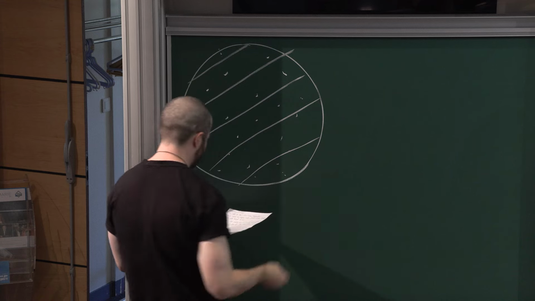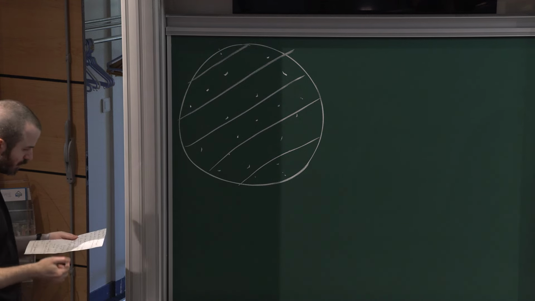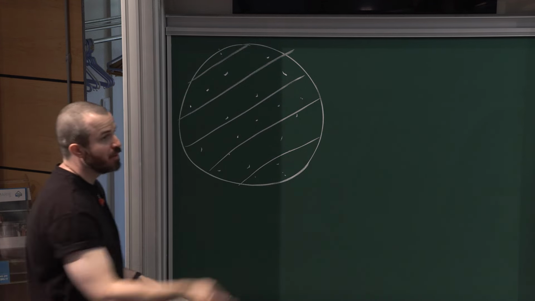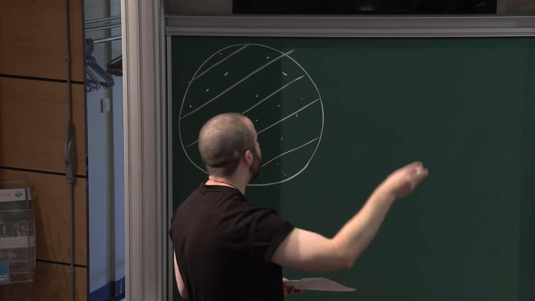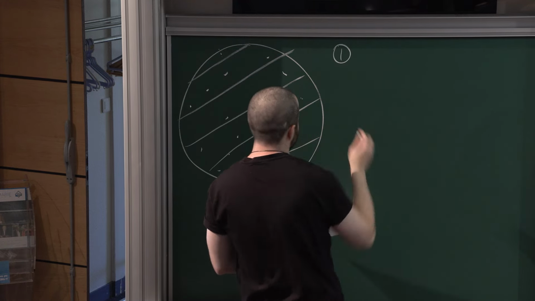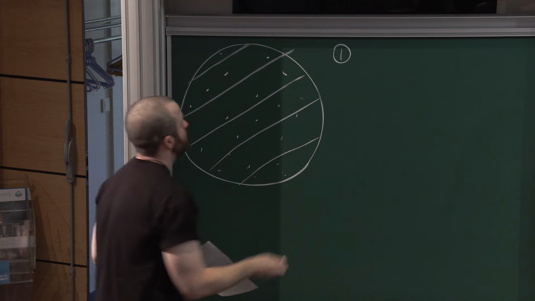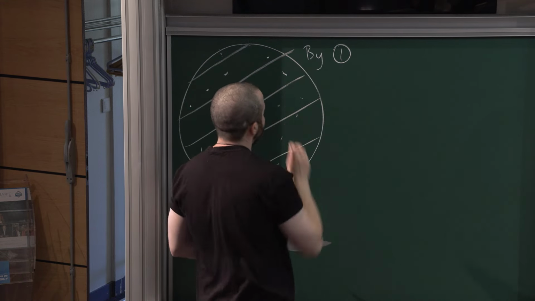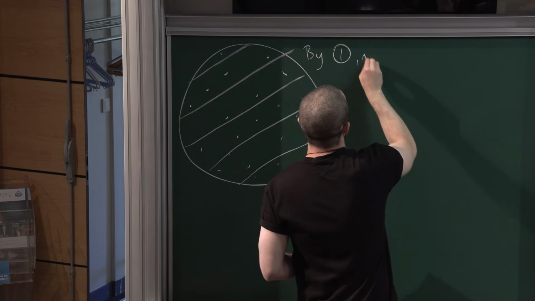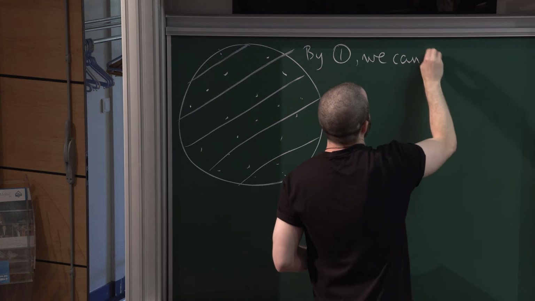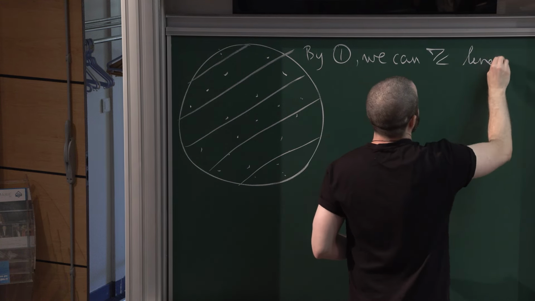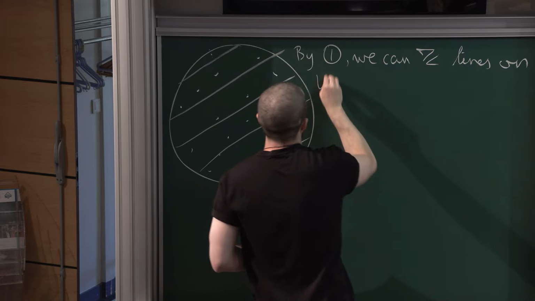There's infinitely many of these guys. And so by this hyperfiniteness property, this is something I might explain on Thursday, by one, we can put Z lines on the Poisson points in each cell.